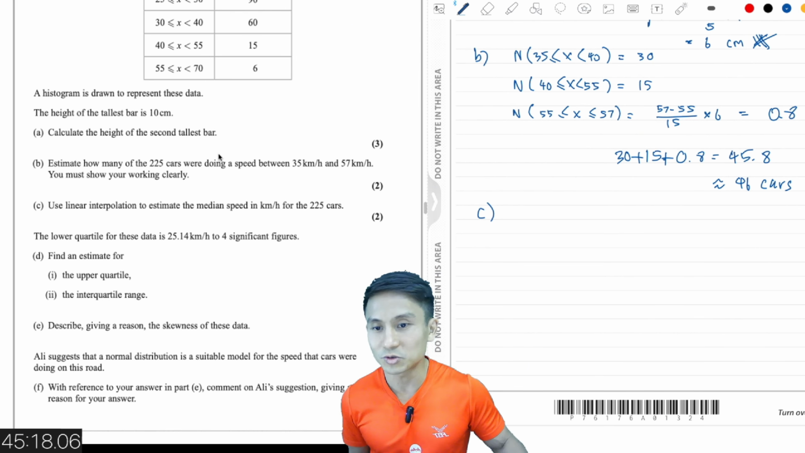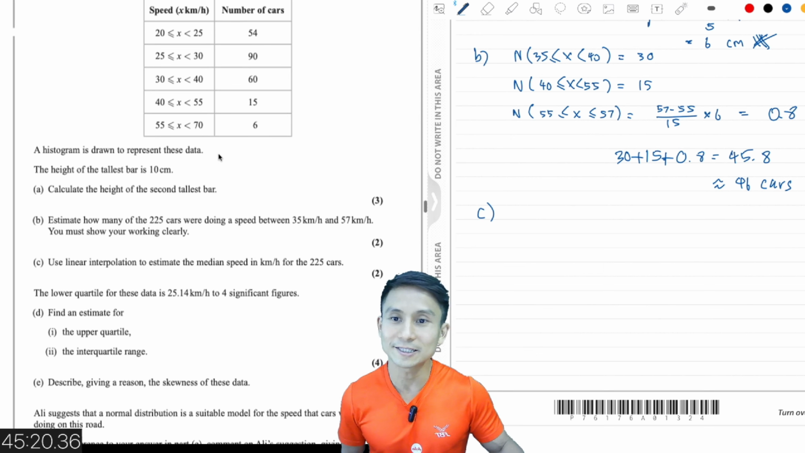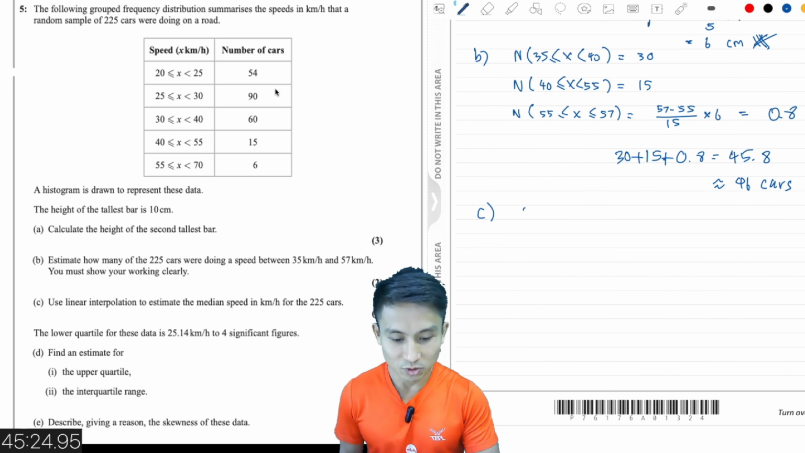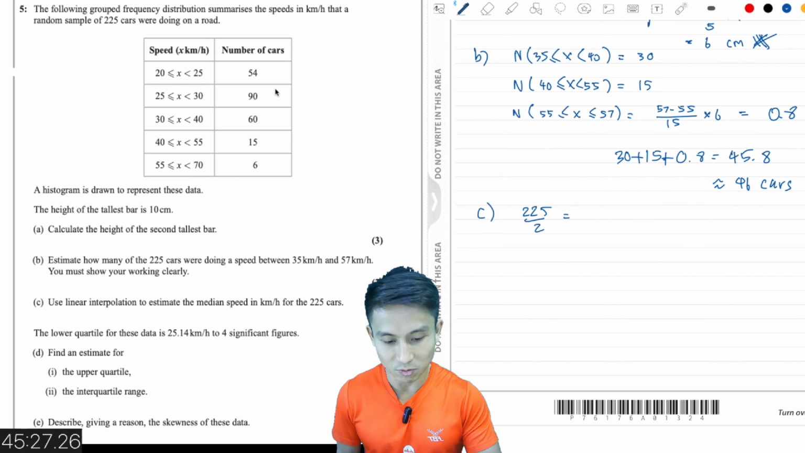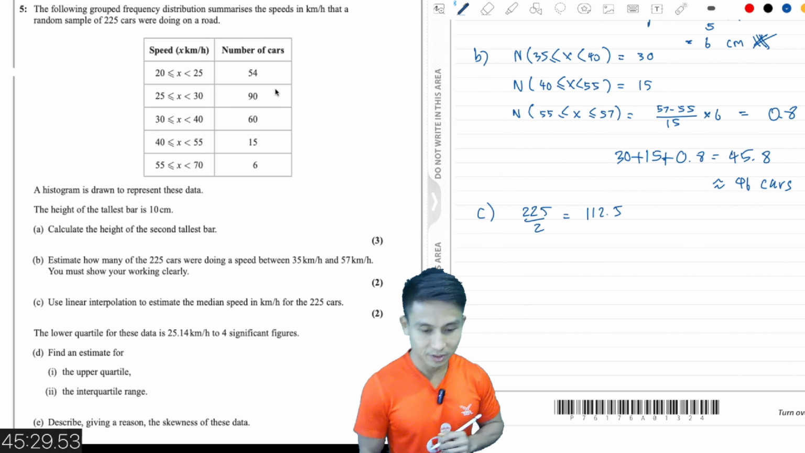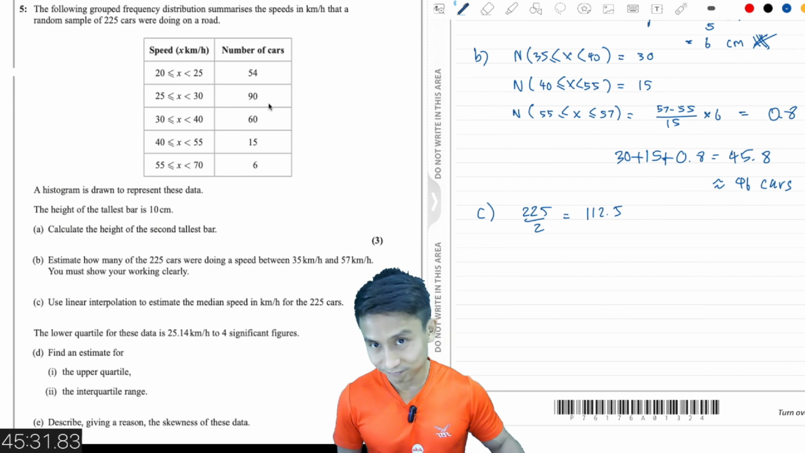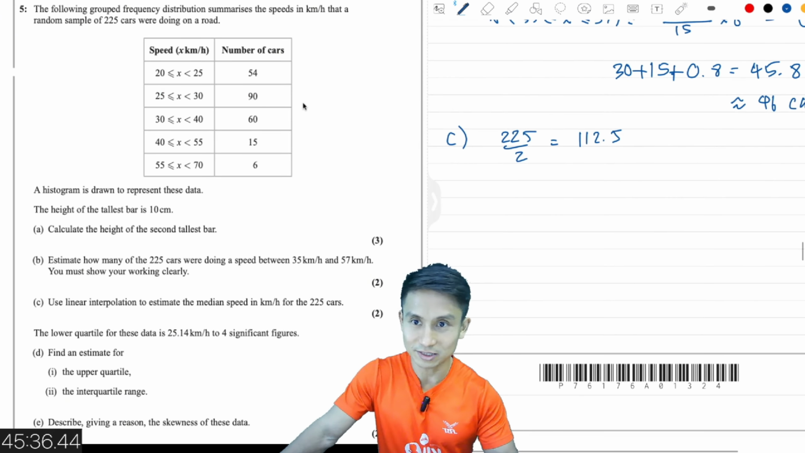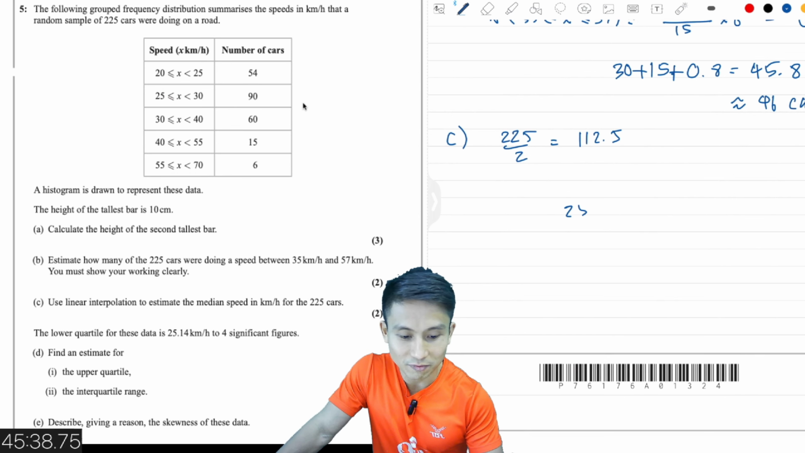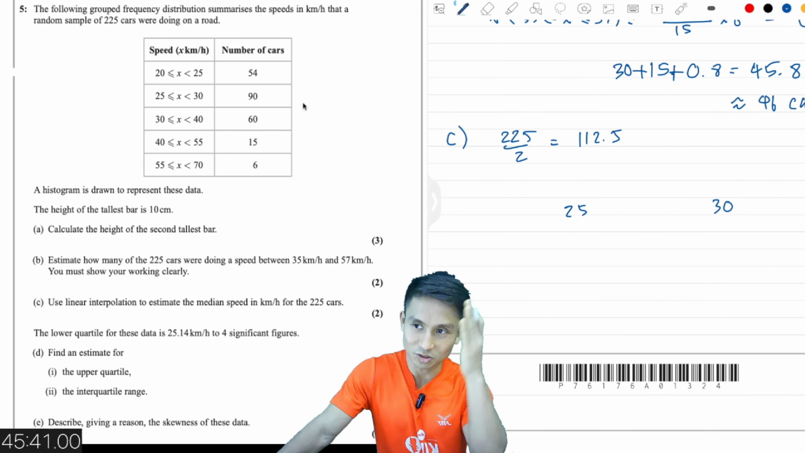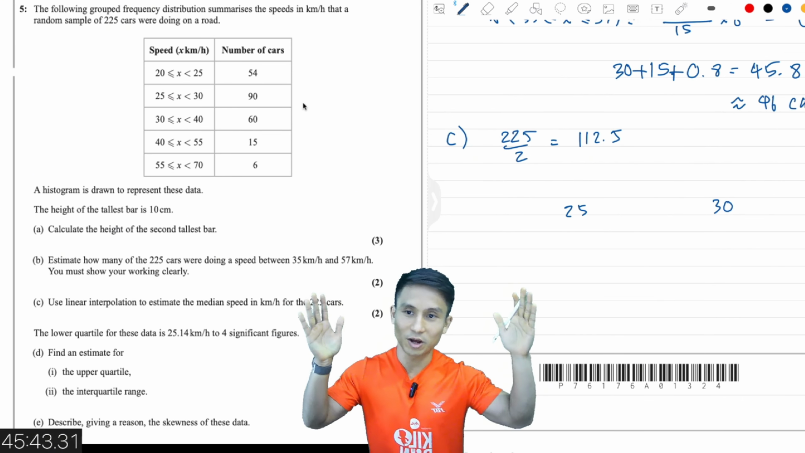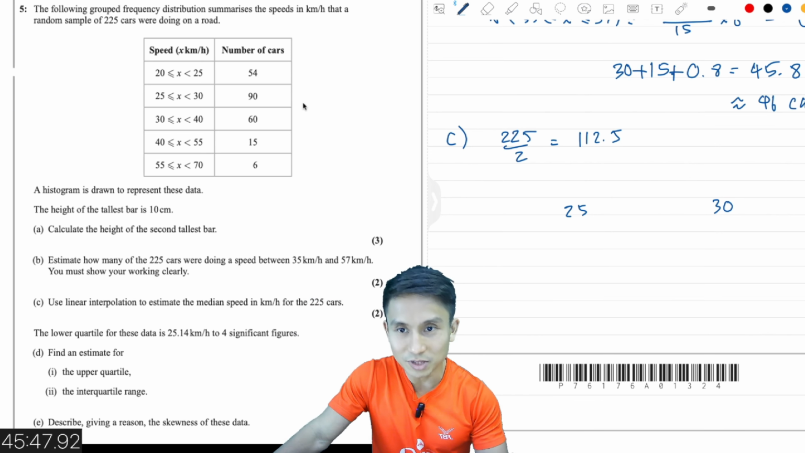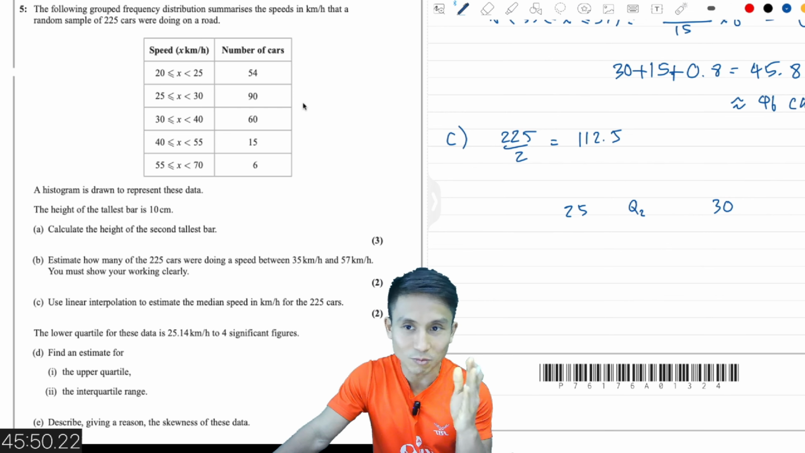Use linear interpolation to estimate the median speed, yeah? Median, okay, so we have 225 cars. So if we do 225 divided by 2, that's about 112.5, right? 112.5 is in the second group, yeah? So this is the way I go about this. So you have 25 and 30. That's just the lower bound and upper bound of the class. And then you want to find the median. So median, let's say, is Q2. It's going to be somewhere there, right?